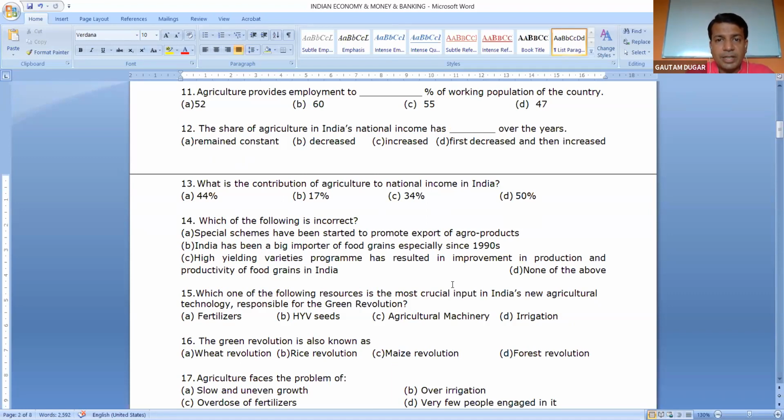What is the contribution of agriculture to the national income in India? Yes, very good answer. 13 is B, 17%. Now it's only 17, 18% that we are getting. So that option is the right answer.